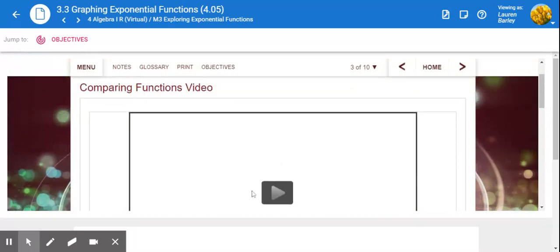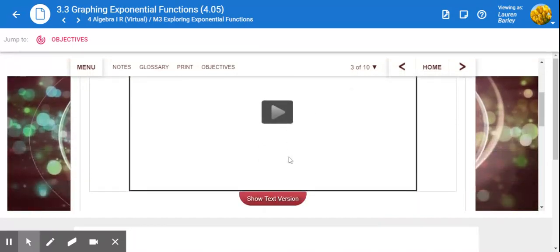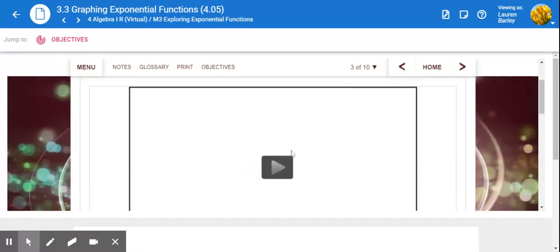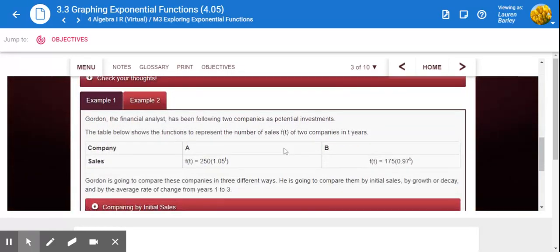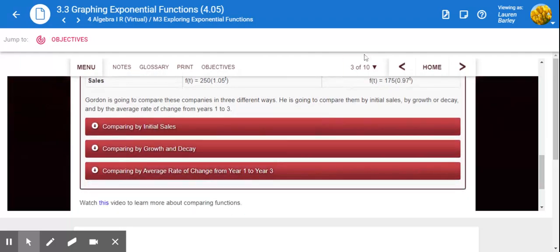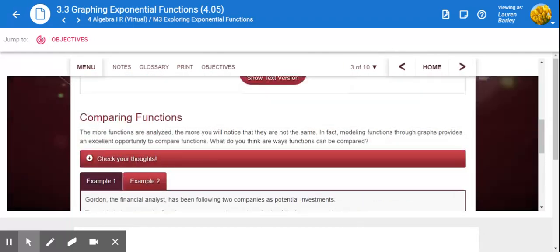Now, this module has a video embedded in it. I will not take time on this video to make you watch another video, but he is just comparing two different formulas to figure out how the y-intercept and the rate of change affect the outcome for the sales. All right, go through, spend some time, watch this video, and do some comparing here.